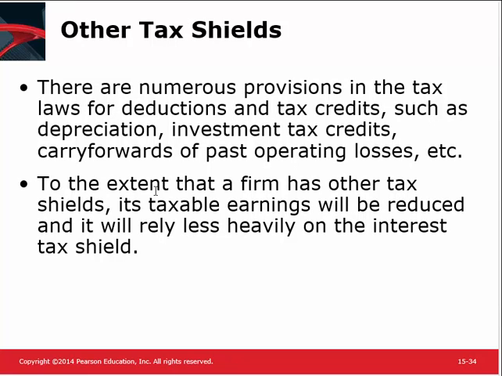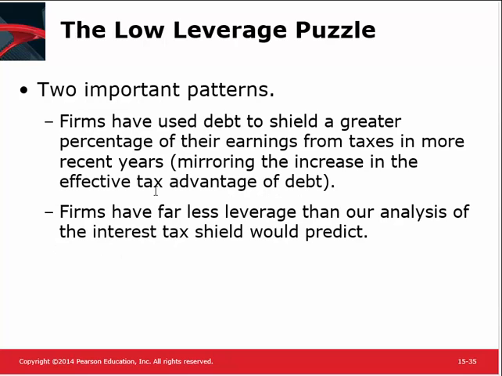And there are a lot of other tax shields. There are tax shields on depreciation, investment tax credits. There could be carry forwards if you had previous losses. So to the extent that a company has tax shields, its taxable earnings can be reduced, and then it can rely a little bit less heavily on that interest tax shield. So we can offset some of the necessity for having a lot of debt to increase value if we have these other tax shields that can help us approach and get close to EBIT.